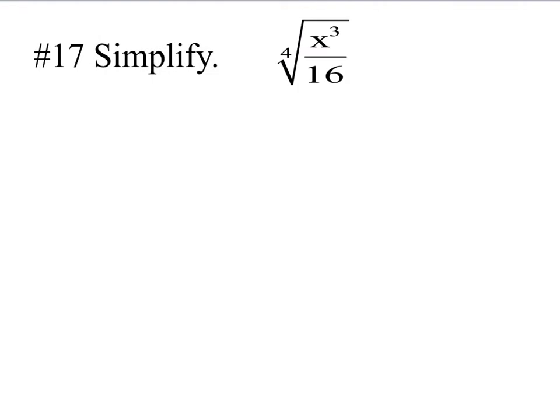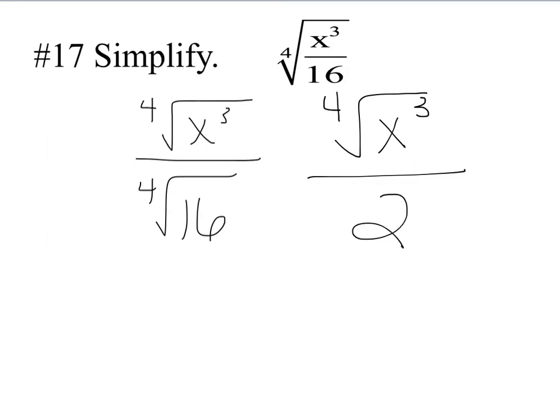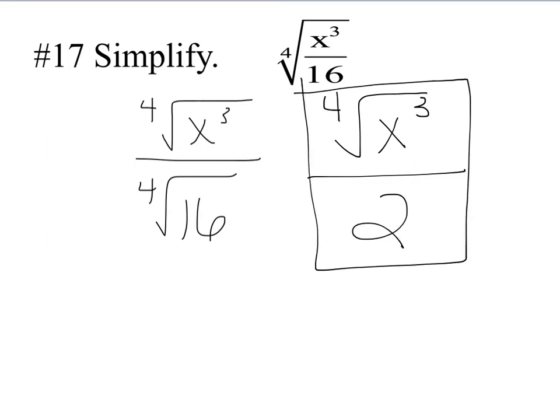Okay, here we have the fourth root of x cubed over 16. So we're going to approach it the same way, with the fourth root of x cubed over the fourth root of 16. Notice that I kept the fourth root here and here from the original problem. You want to keep your indexes the same. We don't know what the fourth root of x cubed is, so we're just going to leave that alone. But the fourth root of 16 we do know is 2. So we can clean it up, and that becomes the fourth root of x cubed over 2.